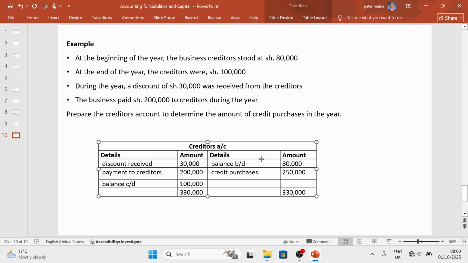If you are given everything else apart from the balance carried down, then your balancing figure should be the balance carried down. Or in short, whatever is missing becomes the balancing figure.